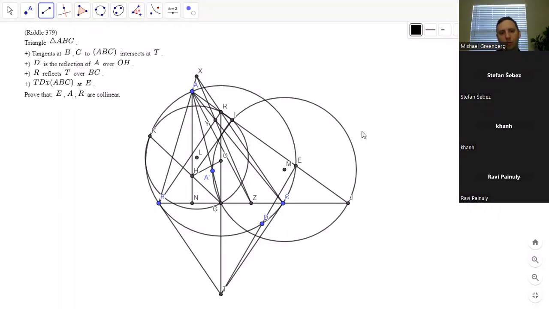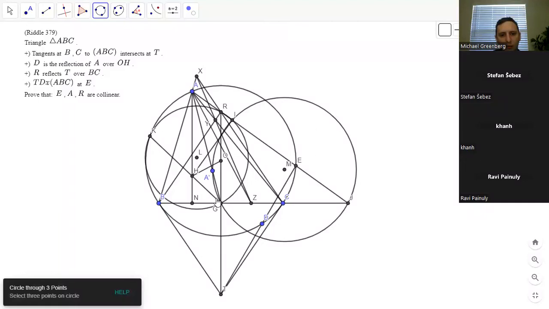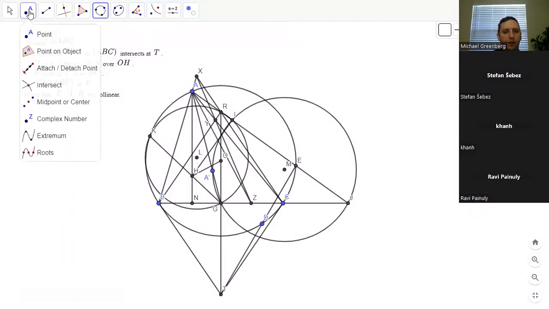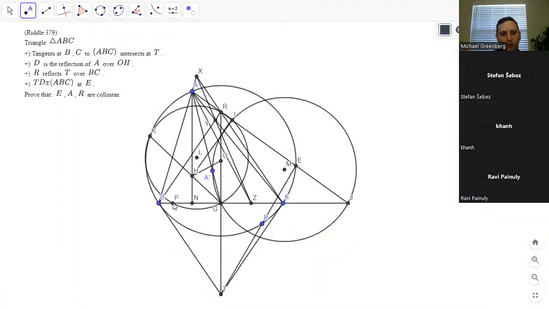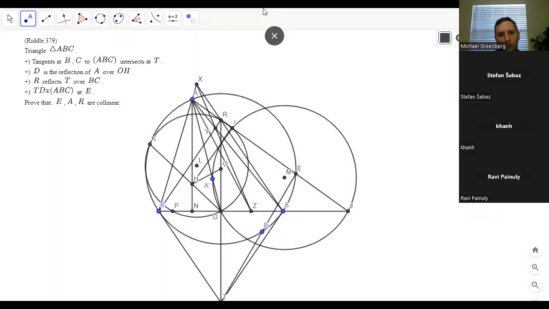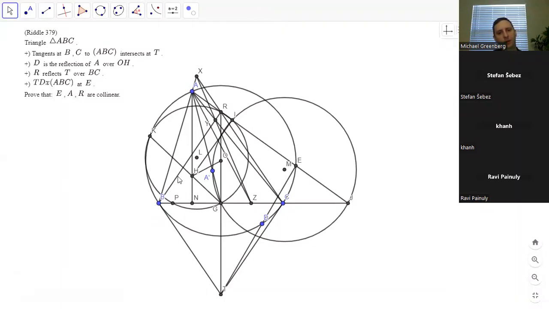So yeah, and that is equivalent to proving IH passes through the intersection of circle GIR and BC. Yeah, this part right there. Okay. Oh yeah, you can just let IH meet BC at P, and then we will prove that P lies on that circle. And I think it's just a power of a point.